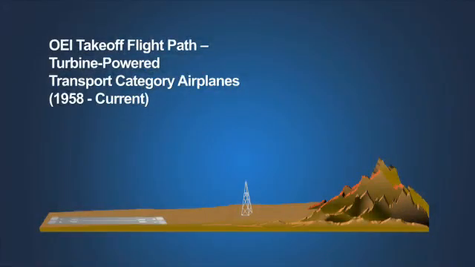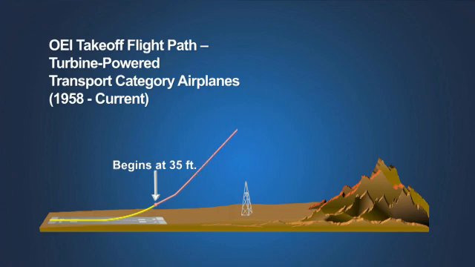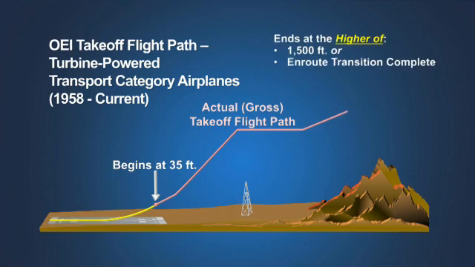Beginning in 1958, the certification rules defined a separate takeoff flight path that begins at 35 feet above the runway surface at the end of the takeoff distance. It is a one-engine inoperative path that continues through each of the takeoff segments and ends when the airplane is at a height of 1,500 feet above the runway, or at the point at which the transition to the en route configuration is complete, whichever is higher.